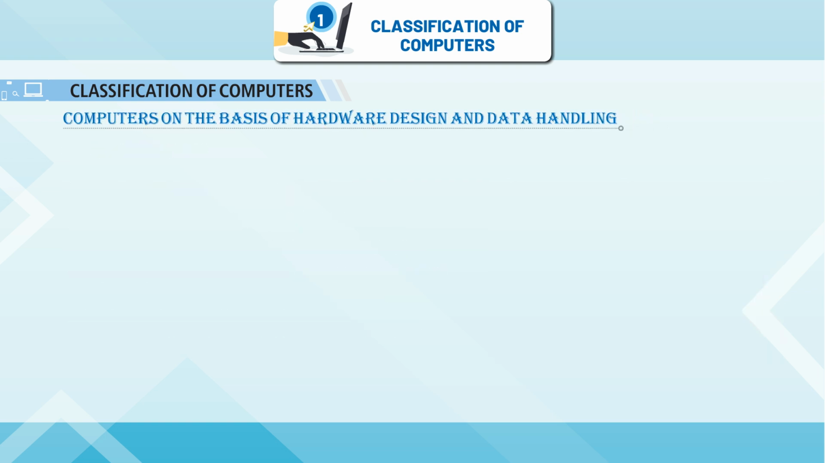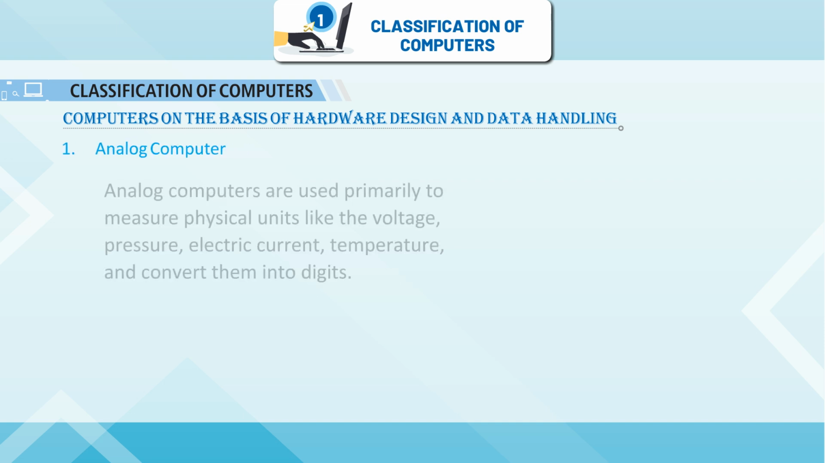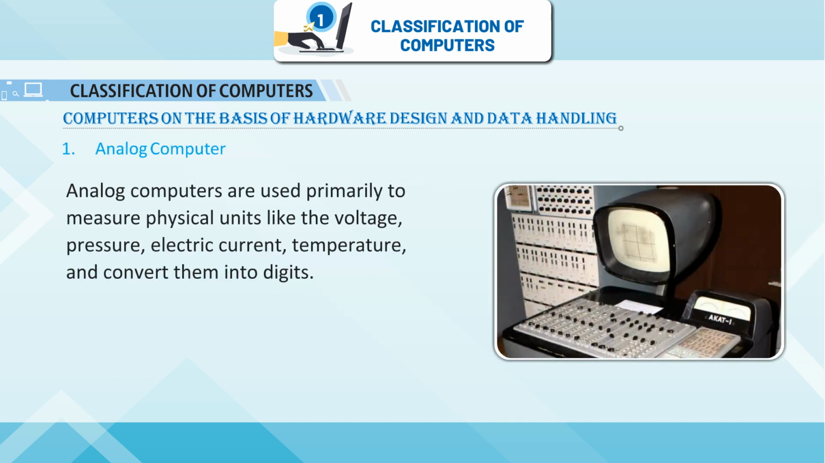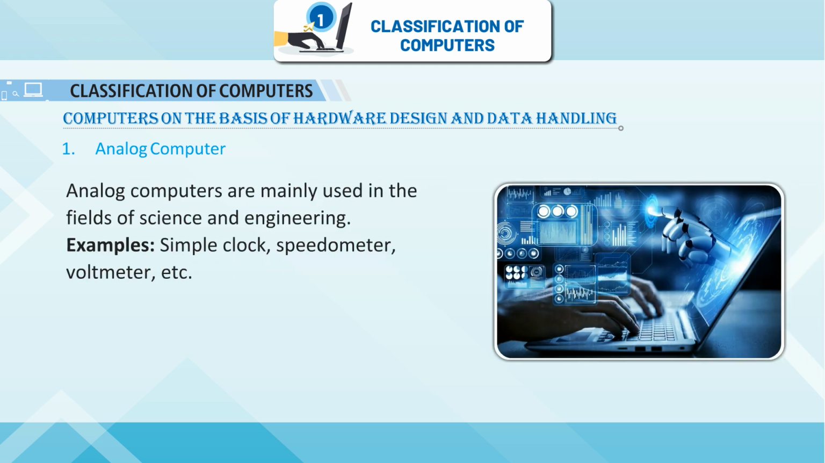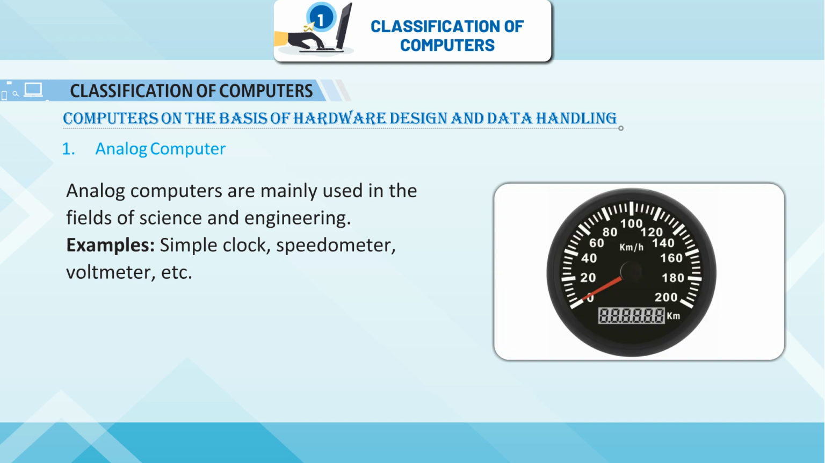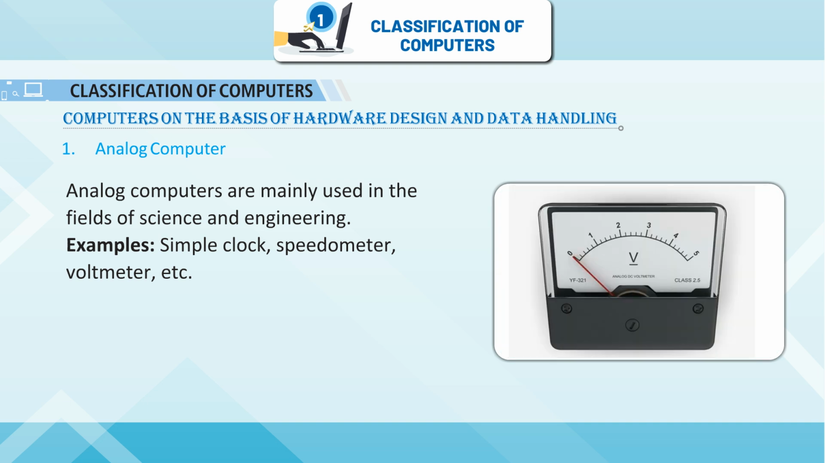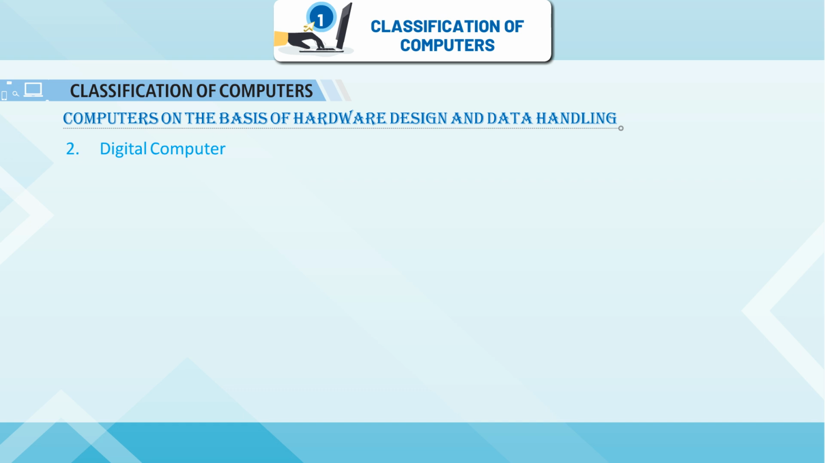Computers on the basis of hardware design and data handling. Analog computer. Analog computers are used primarily to measure physical units like the voltage, pressure, electric current, temperature, and convert them into digits. Analog computers are mainly used in the fields of science and engineering. Examples: simple clock, speedometer, voltmeter, etc.